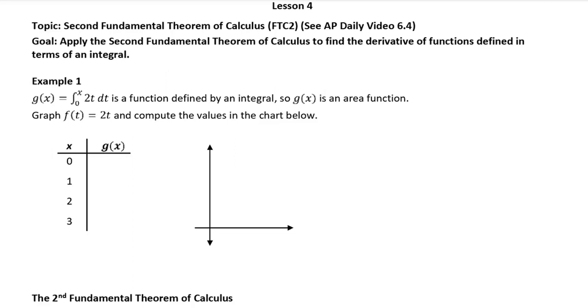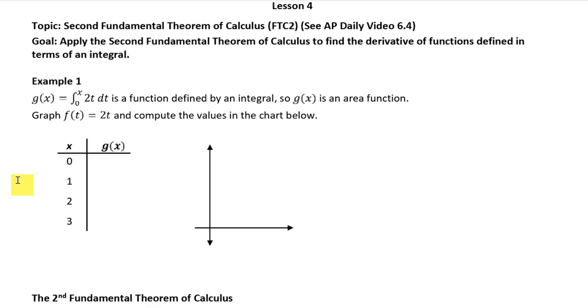All right, so today we're going to take a look at the second fundamental theorem of calculus. And so what we're going to do here is start off with a function I've defined in example number 1. I've defined a function g of x, and g of x is the integral from 0 to x of 2t dt. And this is a function defined by an integral, so g of x is an area function. Because remember, an integral finds us the area between the x-axis and a given curve. So g of x is now an area function.